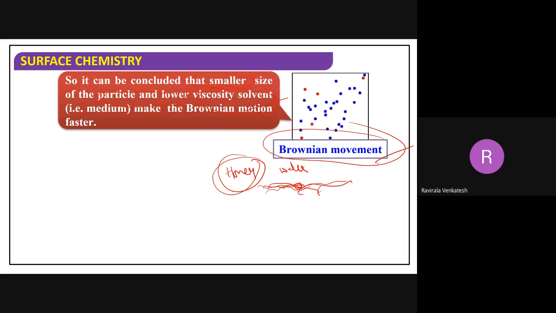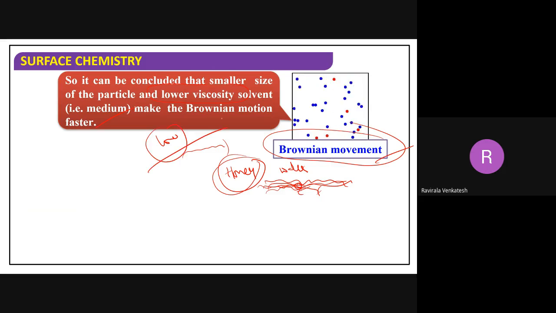So it can be concluded that the smaller the size of the particle and the lower the viscosity of the solvent, the faster the Brownian movement. When you have lower viscosity, the movement can easily occur. Higher viscosity resists the flow, so the particles can't move. So we should have lower viscosity to get Brownian movement.